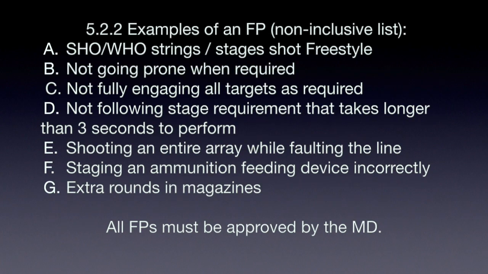Examples of flagrant penalties, non-exclusive list: strong hand, weak hand strings or stages shot freestyle, not going prone when required, not fully engaging all targets as required, not following a stage requirement that takes longer than 3 seconds to perform, shooting an entire array while faulting the line, staging an ammunition feeding device incorrectly, extra rounds in a magazine. All flagrant penalties must be approved by the match director.